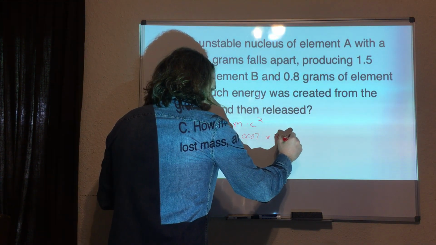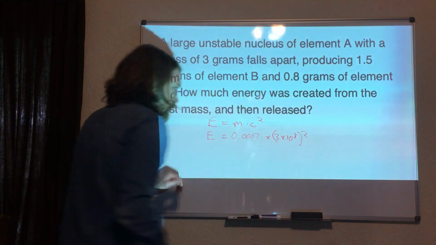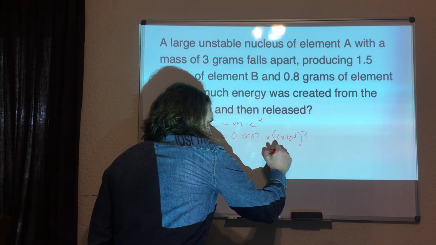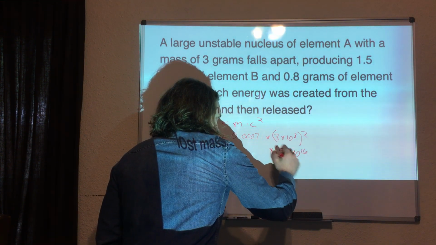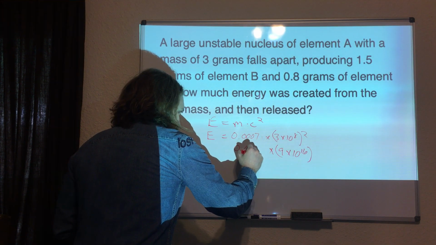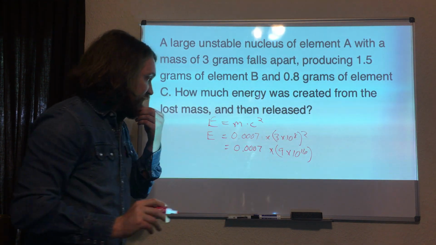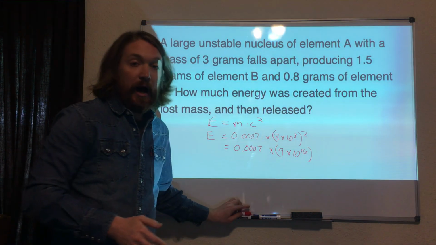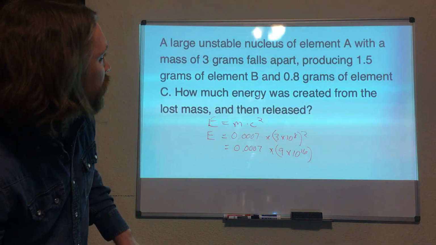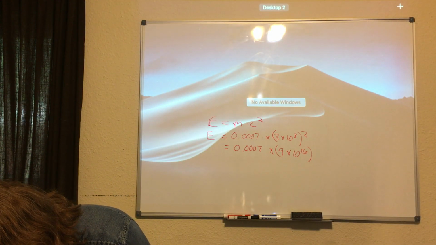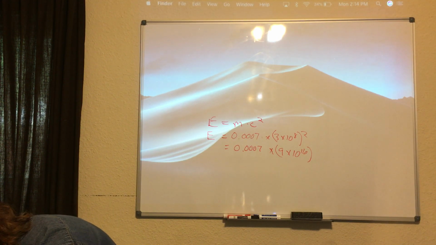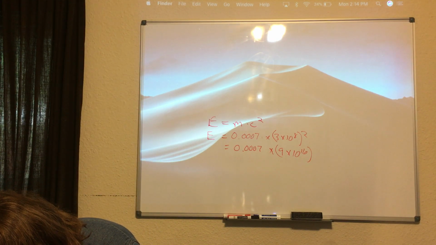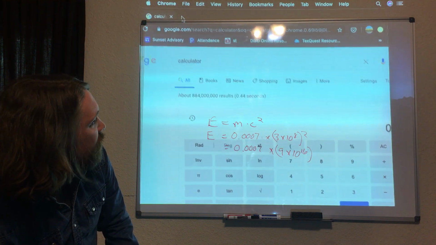Times 3 times 10 to the 8th squared. So we know that 3 times 10 to the 8th squared is equal to 9 times 10 to the 16th, times 0.0007. So all you have to do is multiply 9 times 10 to the 16th by 0.0007. And you're sitting there thinking, I don't have a calculator, Mr. Norris. Watch this. We go back to our Google page and we look up calculator. Let me bring it over here. All right, so here is our calculator.